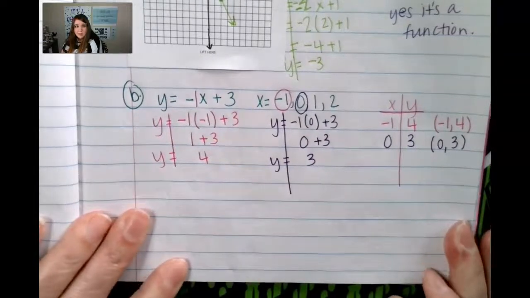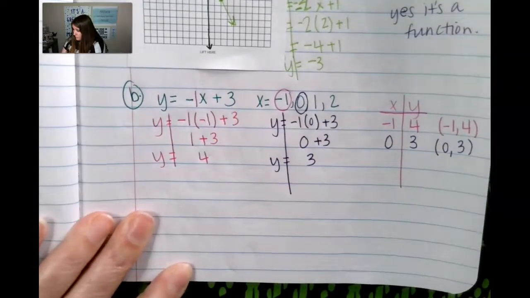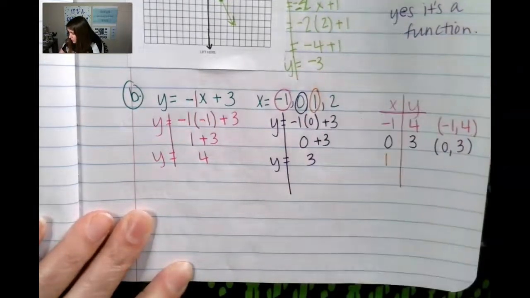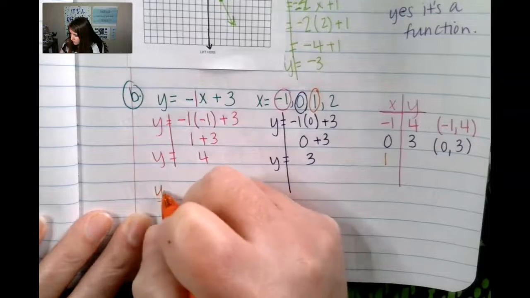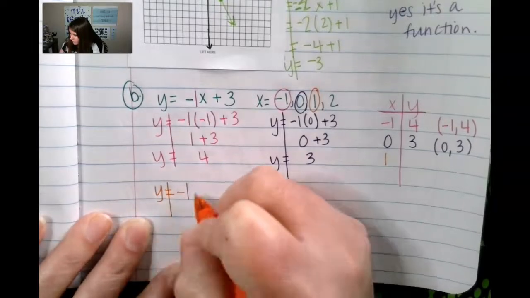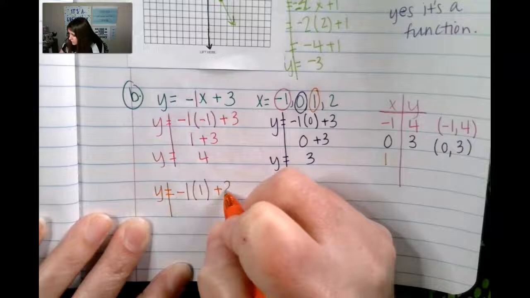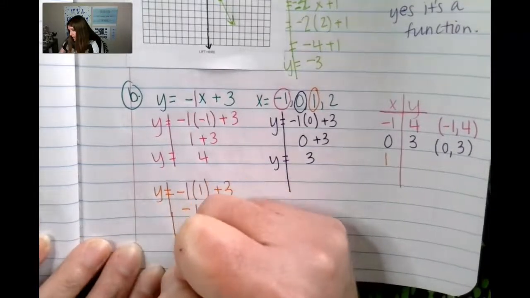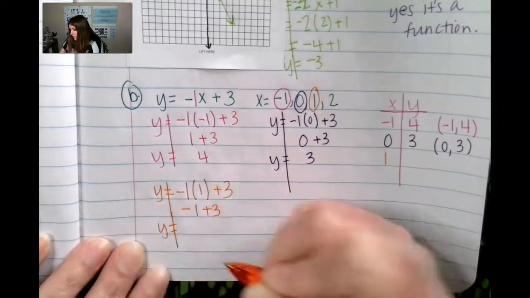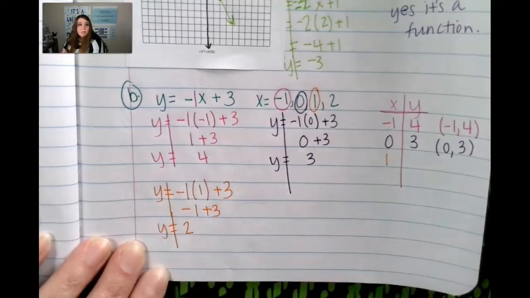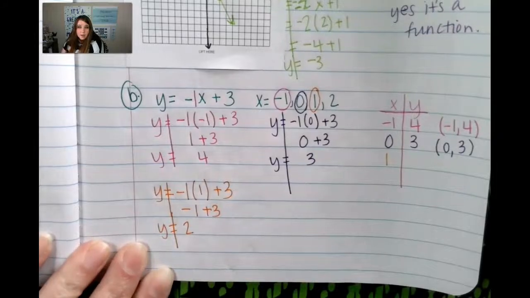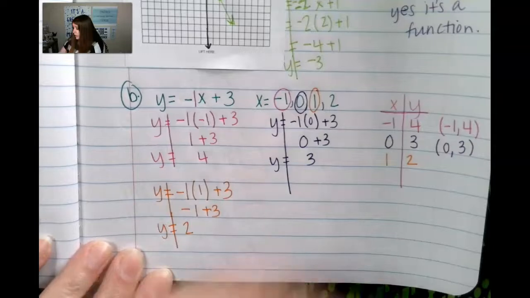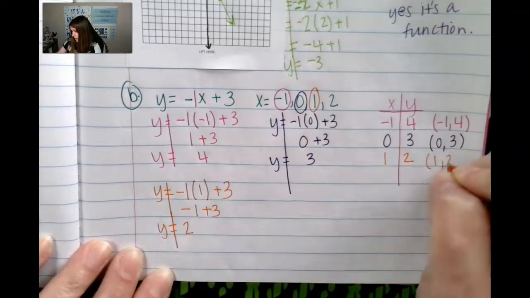All right, next problem. This time we have 1, just like before, so we're going to substitute in a 1 when x equals 1. So it says y equals negative 1 times 1 plus 3, or negative 1 plus 3. I have negative 1, I add 3 to it, and that gives me a positive 2. So y equals 2. So over here, I'm going to put 2 and make my ordered pair 1, 2.